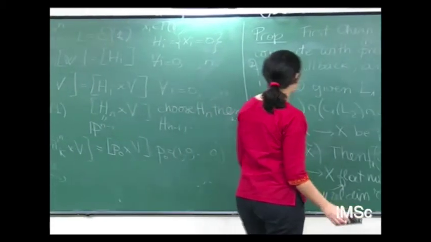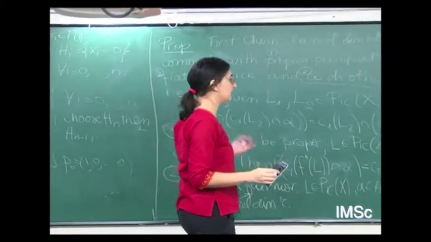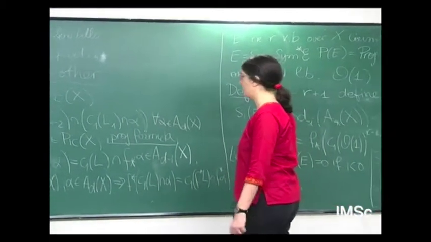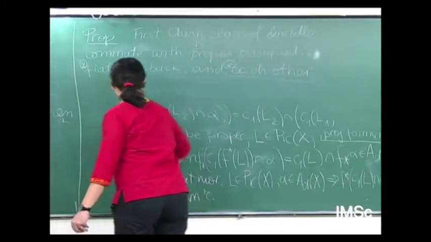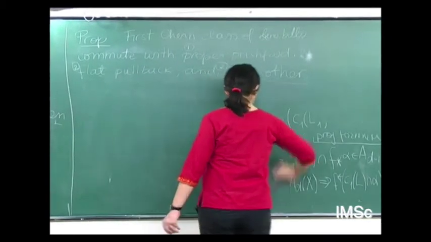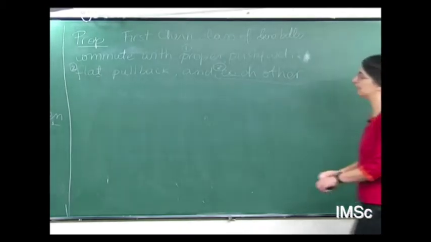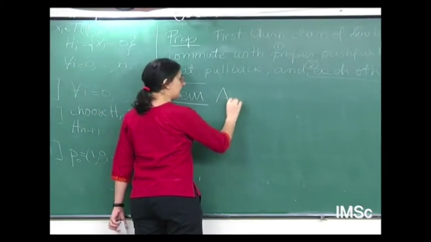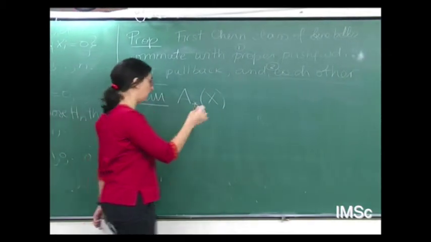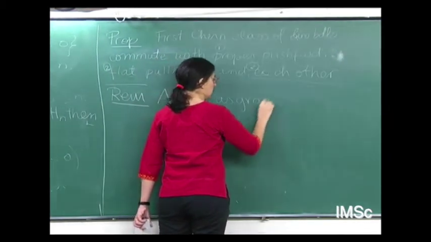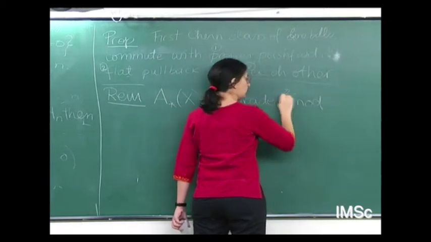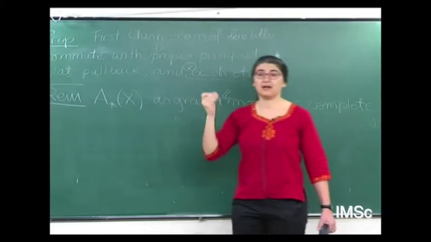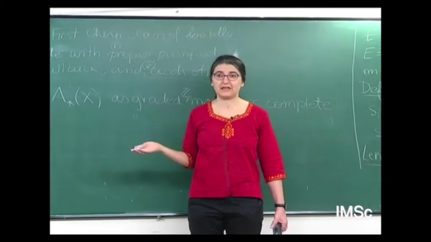Okay, so what you prove now, before I say this, we will not need it so much, but still for completeness, and since we are talking about this stuff, let me remark that in particular, you see now, remark. If you look at A star of X as a graded Z module, it is complete. It's complete for the obvious reason that it has no higher degree. I mean, it's zero in high enough degree, in degree above the dimension of X.